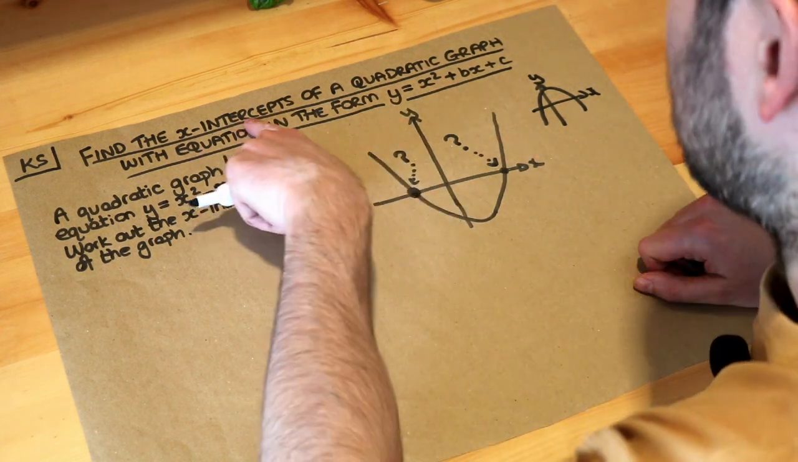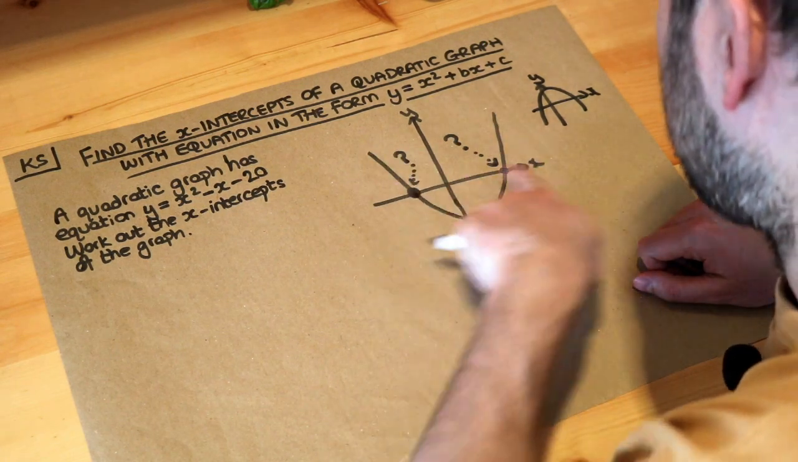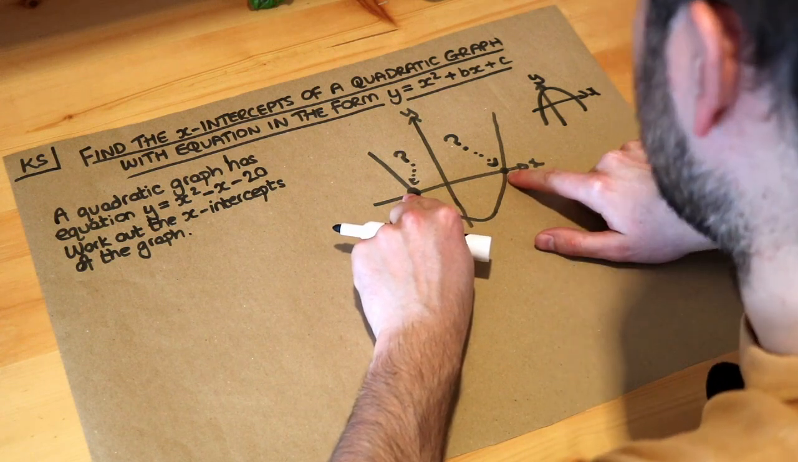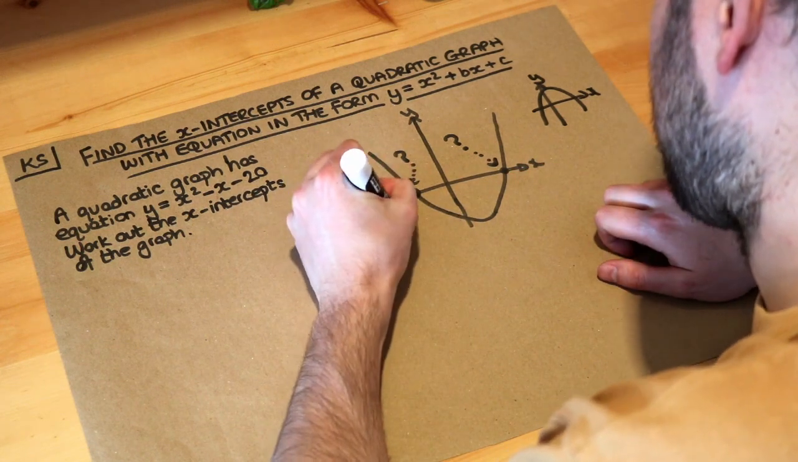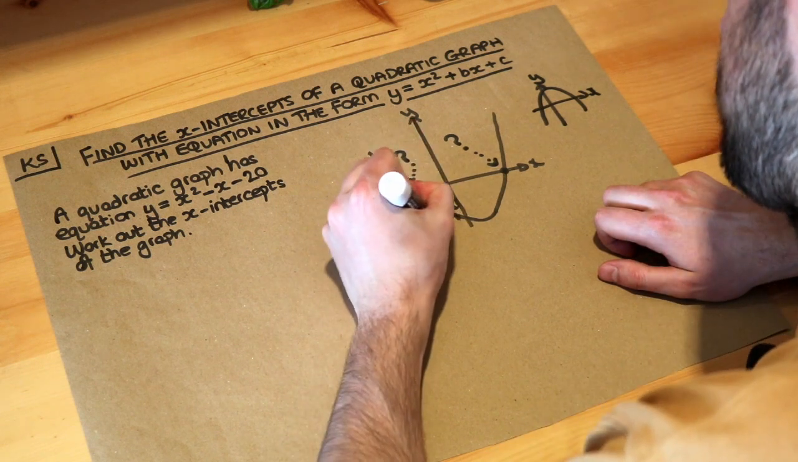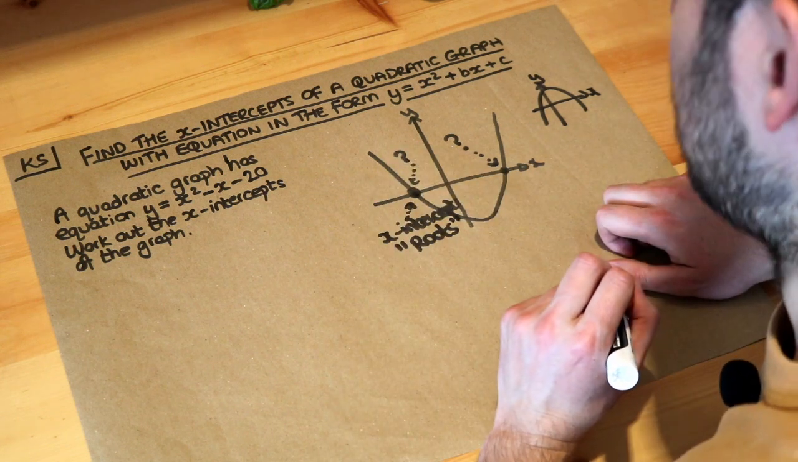Now an x-intercept is where the line, the quadratic graph, crosses the x-axis. So this is an x-intercept, and this is an x-intercept as well. They're also known as roots. So you might hear that term, roots. It's also known as an x-intercept.